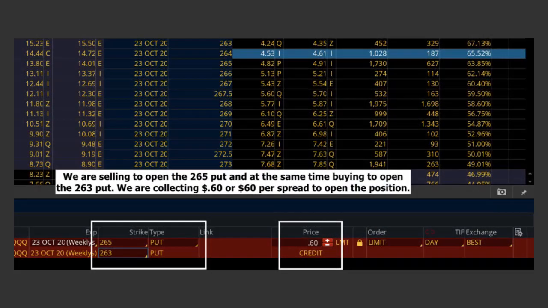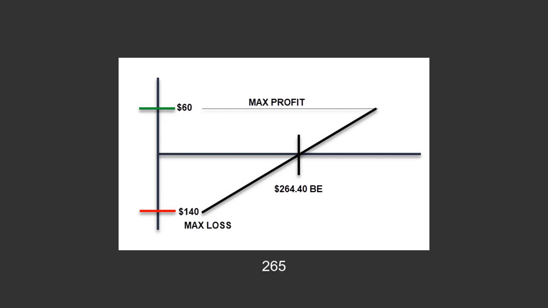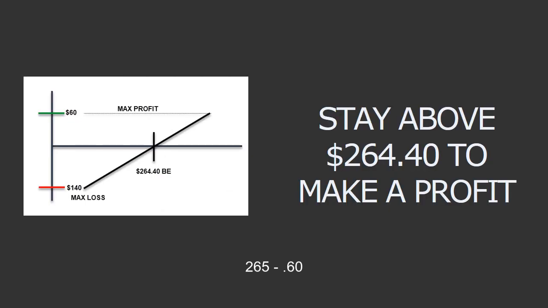Using the QQQ, the profit potential of this trade is limited to the credit received, remember this, which is only $60. Break even on the trade: hey, things aren't going to go as planned, right? We're going to have losing trades. We're going to have break-even trades. Our break-even point is at the 265 put strike of the option that we sold. We're going to subtract the 60 cents that we collected to open the trade. So we need that stock to stay above 264.40 to make a profit.